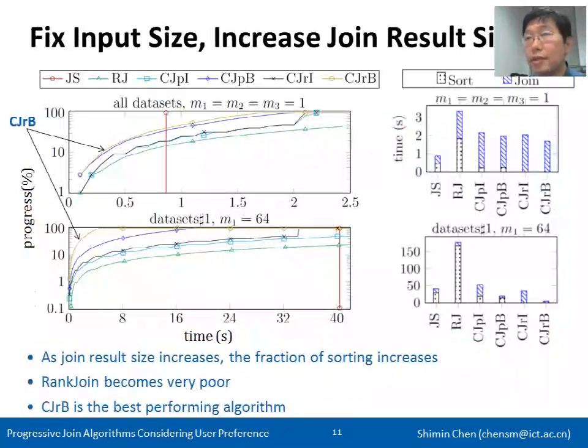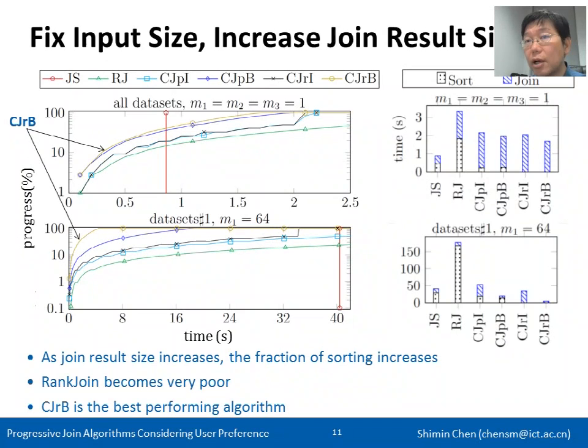We look at one set of results in more detail. Here we fix the input size while increasing the join result size 64 times. The left figures show the percentage of results generated over time. The right figures show the breakdown of total execution time into join time and sorting time.